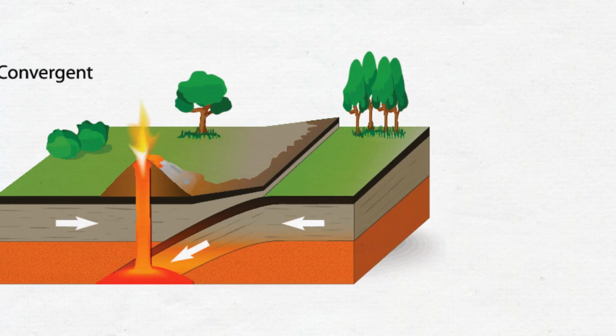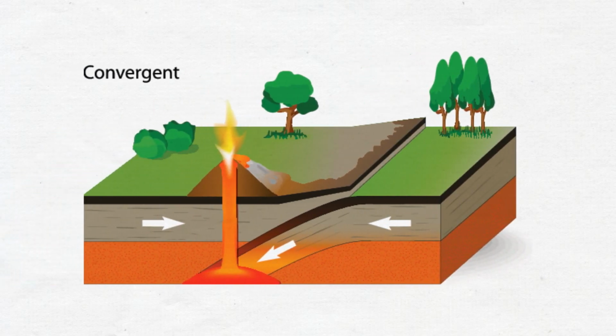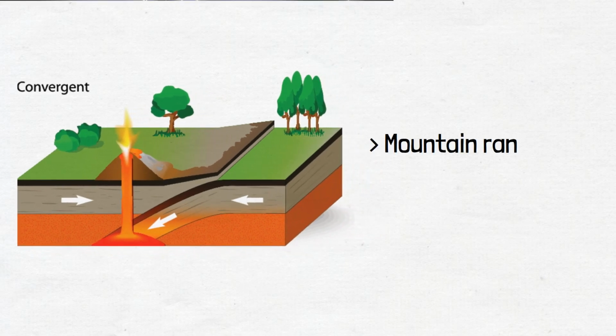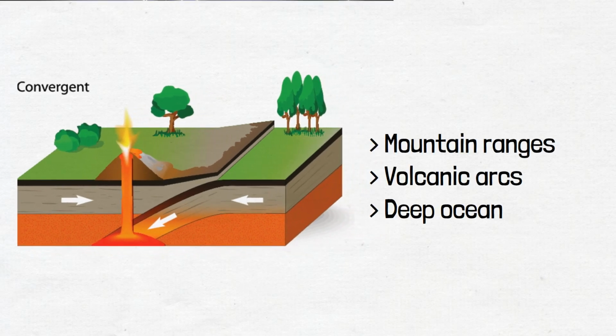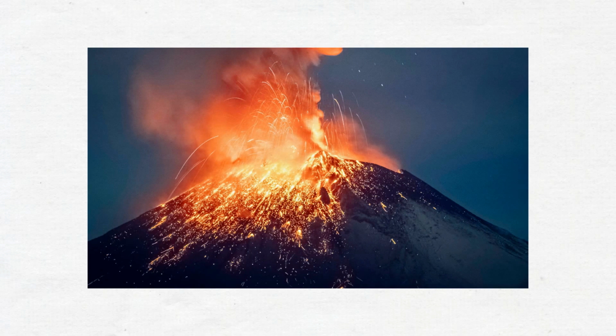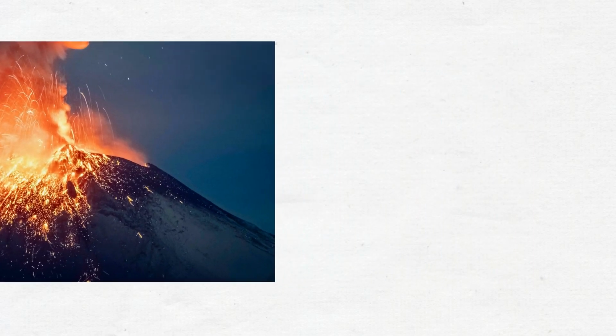Convergent boundaries, where plates collide, give rise to some of Earth's most dramatic geological features, including mountain ranges, volcanic arcs, and deep ocean trenches. For example, when an oceanic plate subducts beneath a continental plate, the descending plate melts and forms magma, which can lead to volcanic activity. Volcanoes, in this context, are a hallmark of convergent boundaries, though they are not exclusive evidence for plate tectonics, as volcanic activity can occur in other settings, such as hotspots.